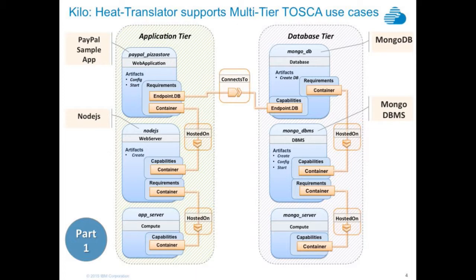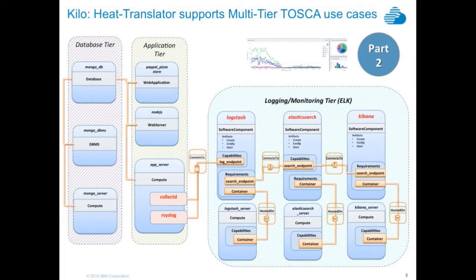Going forward, the second part is that we extended the use case with a logging and monitoring tier. It's an ELK stack. So we have 3 more components now: Logstash, Elasticsearch, and Kibana. They have been created as custom types because they provide their own capabilities, like a log endpoint to connect to Logstash. Elasticsearch has its own endpoint, so that Logstash and Kibana can be connected to it.